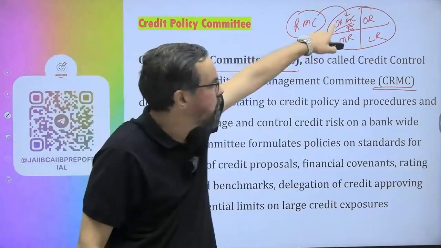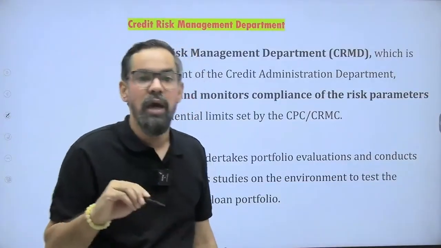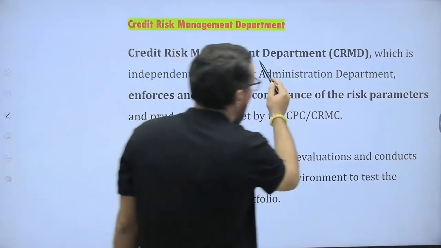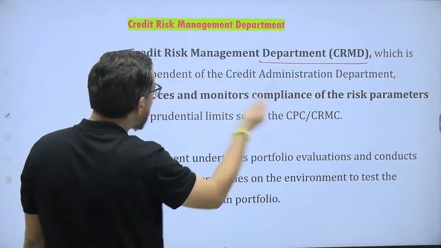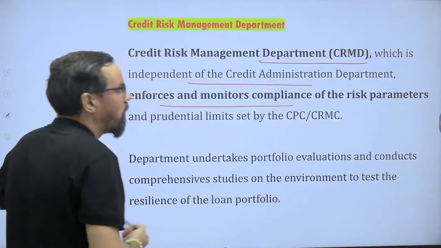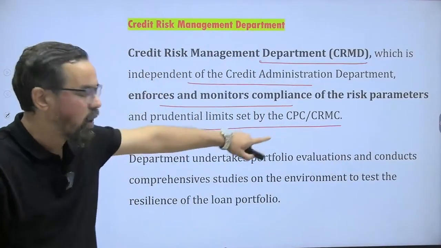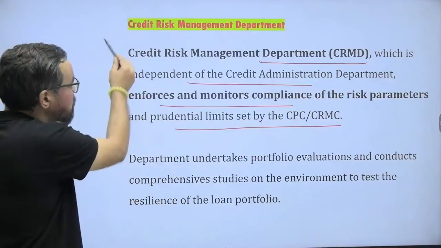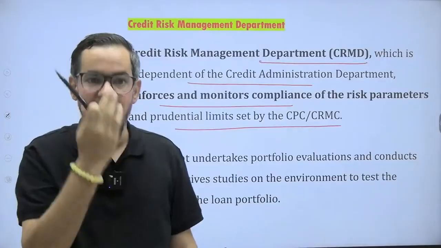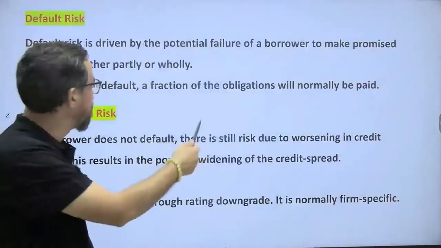This team works around credit risk management, and there is one profile known as the Chief Risk Officer, which was mandated by the RBI itself. The Credit Risk Management Department, which is independent of the credit administration department, enforces and monitors compliance with the risk parameters and prudential limits set by the credit policy committee or credit risk management committee. There is also one team that is part of this department; I just missed that name, it will come for sure.